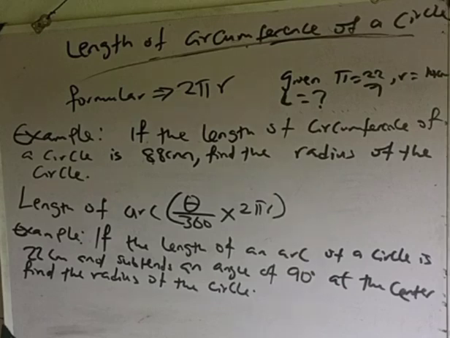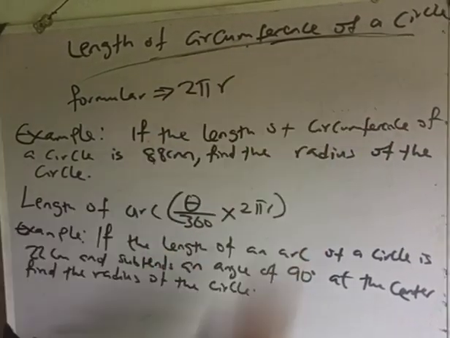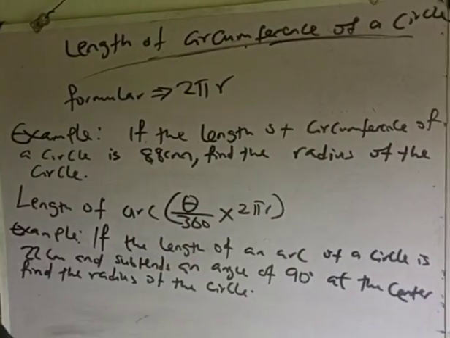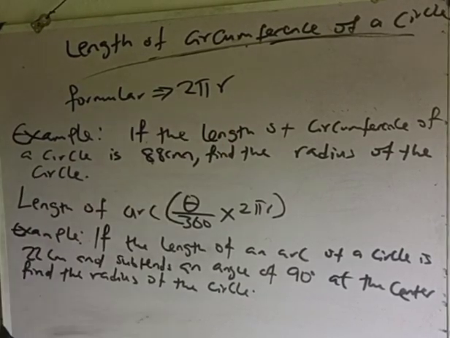Remember, so far we are dealing with circle geometry, and yesterday we looked at how we can find the length of the circumference of a circle. We established that when we are dealing with the length of the circumference of a circle, the general formula is 2 pi r.